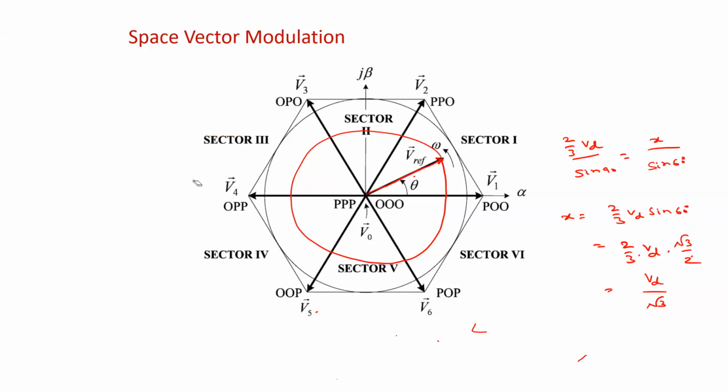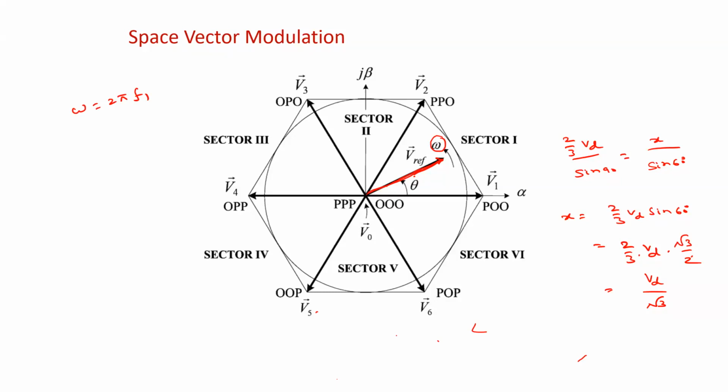Right. So we can control the magnitude by adjusting the magnitude of this V reference. We can control the frequency by adjusting this omega. We define omega equal to 2 pi f1, where f1 is the fundamental frequency of the inverter output voltage. By adjusting its angular speed, we can control the frequency of the inverter. By adjusting its magnitude, we can control the magnitude of the output voltage.